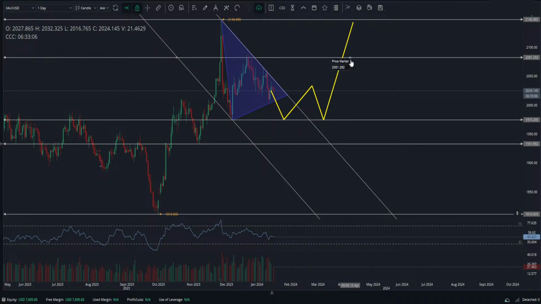All right, so that is what I'm expecting. I hope you understood the concept, and I hope you know about the support and resistance levels that are of interest in the coming hours and days.